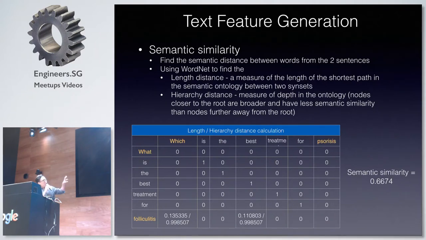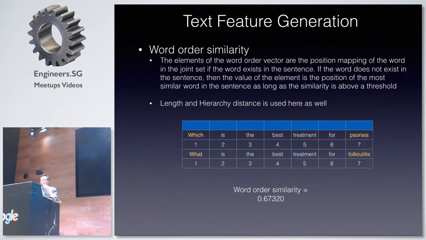So from this we calculate the semantic similarity, and for these two sentences the score is, for example, 0.6674, which intuitively looks all right in terms of score. Next, we also took the word order similarity. Similar to the previous approach, we look at the order of the words appearing in the two sentences and compare that, again using WordNet. The word order similarity is about 0.67, so that's intuitively right. What I've been doing here is generating a lot of different features, trying to find as many features as possible to pass into the convolutional neural network that I built.